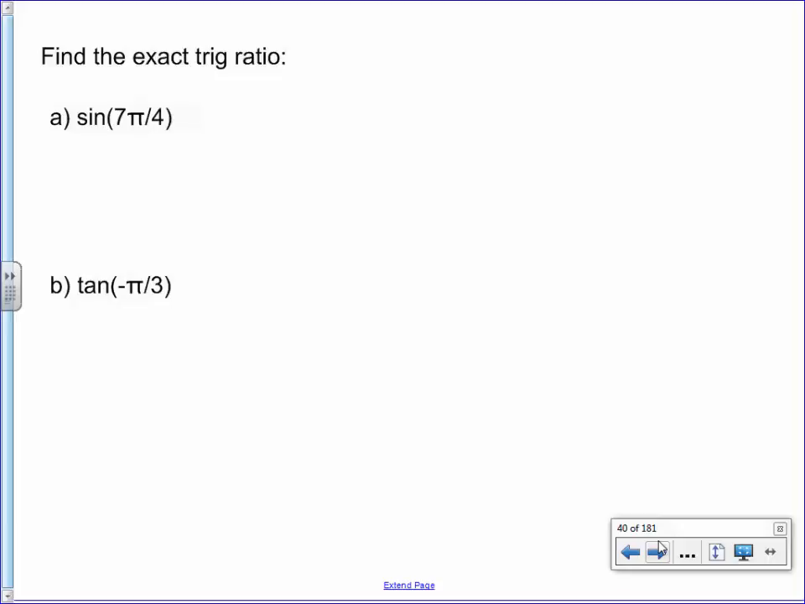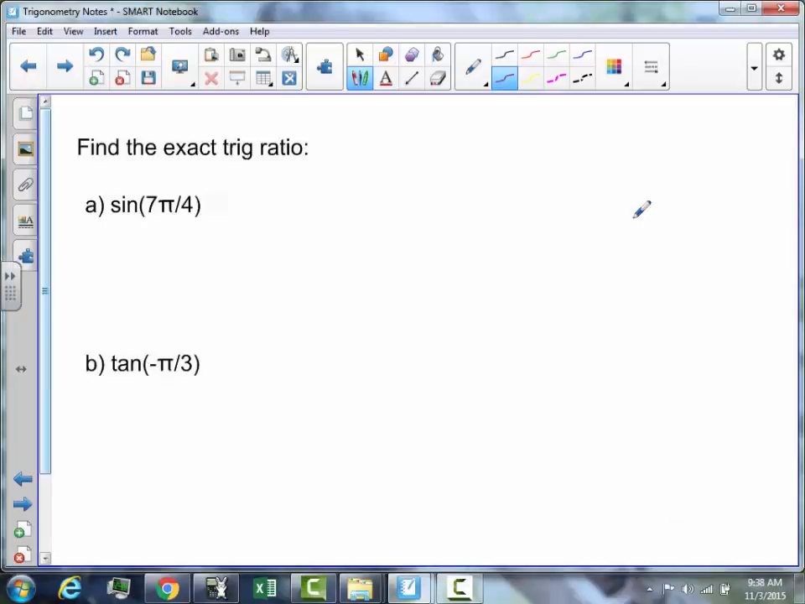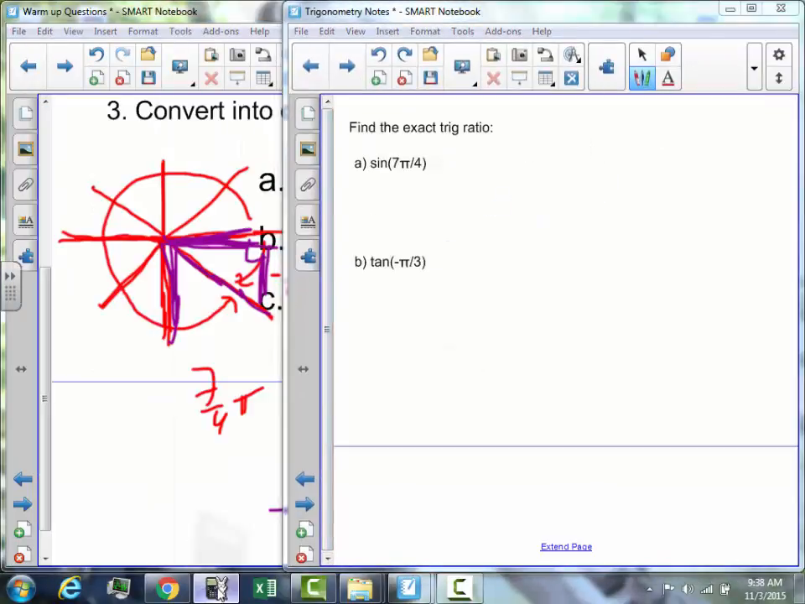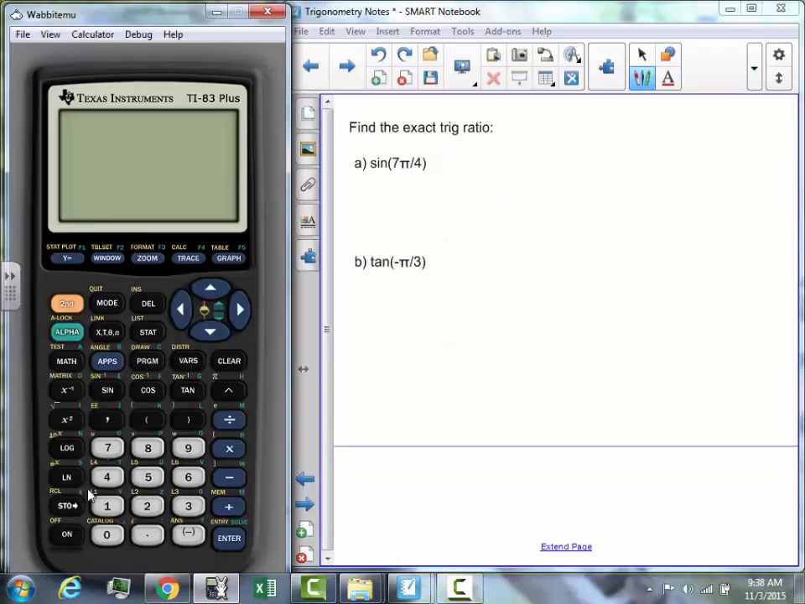So my question is, let's find the exact trig ratio for sine of 7 pi over 4. So first thing you could do, if you wanted to, you could go to your calculator, and you could literally type in sine of 7 pi over 4. And it gives you that. Here's the problem though. That's not considered to be an exact value. That's like a rounded decimal number, and we're not looking for that. So although you could do that, we're trying something else.